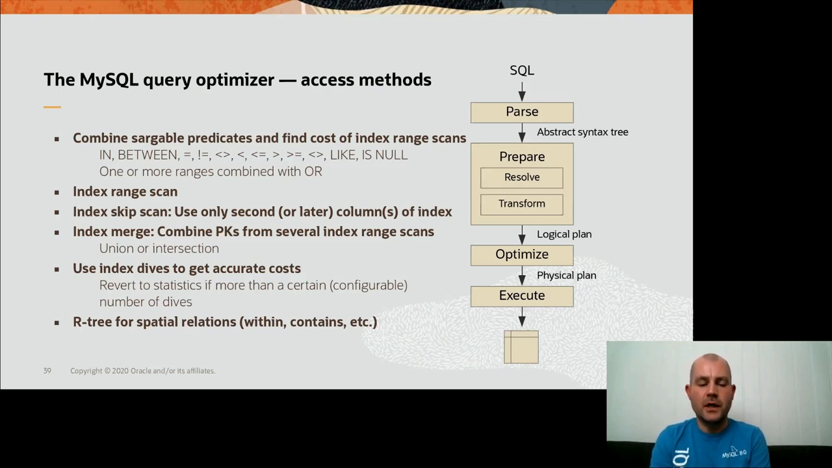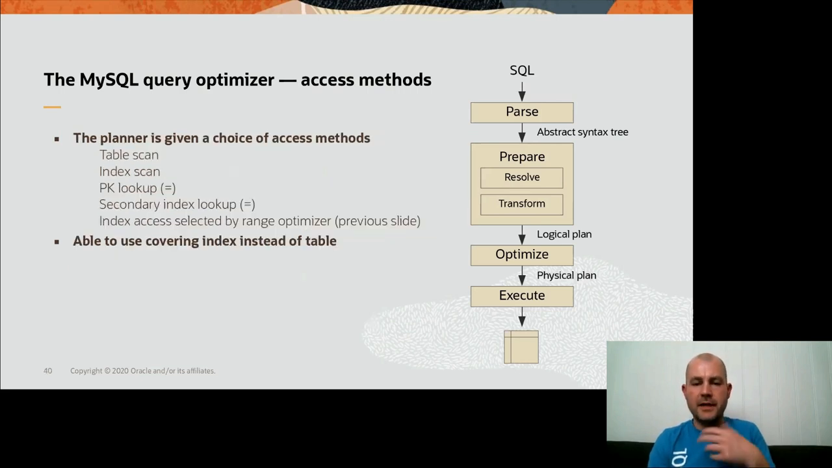This is also where we do spatial access methods. So within, overlaps, contains, that kind of thing, it's mapped to a scan of or a lookup in the R tree. So what's a bit special about MySQL is that this is a separate module that the planner then uses to get one suggestion. So it can choose between table scan, index scan, primary key lookup, or secondary index lookup, or whatever the range optimizer suggests. So for some reason, this was not baked into one algorithm. This is one thing for range, and then you have all the other stuff.